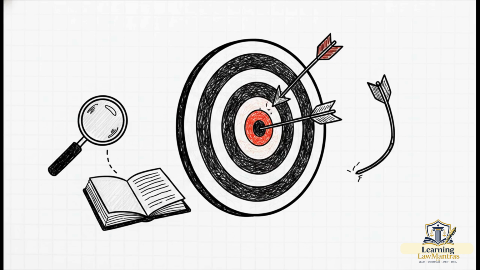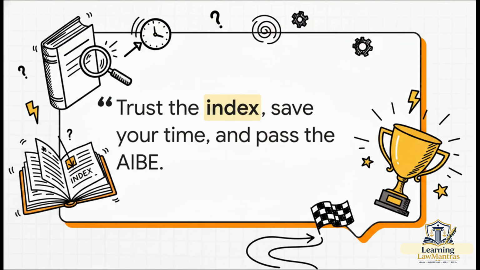Right there, Section 37 verifies that suspension can happen on request or in the public interest. But crucially, it explicitly states an opportunity to be heard absolutely must be given. By reading the exact text, you easily expose the trap hidden in the other multiple choice options. Statement 1 is your clear winner. Trust the index, save your time, and pass the AIB.